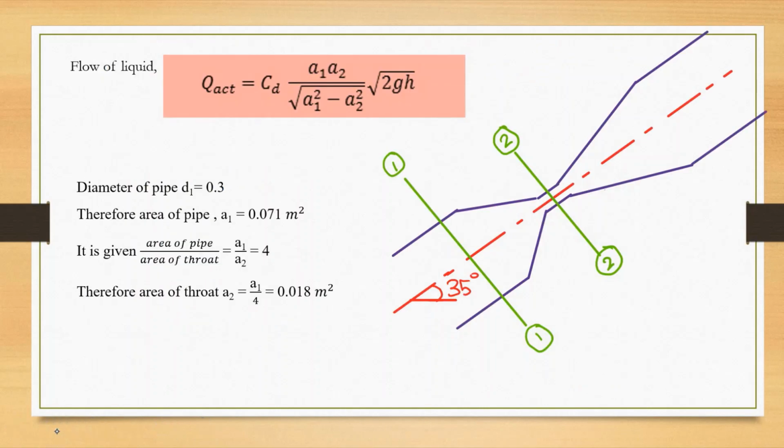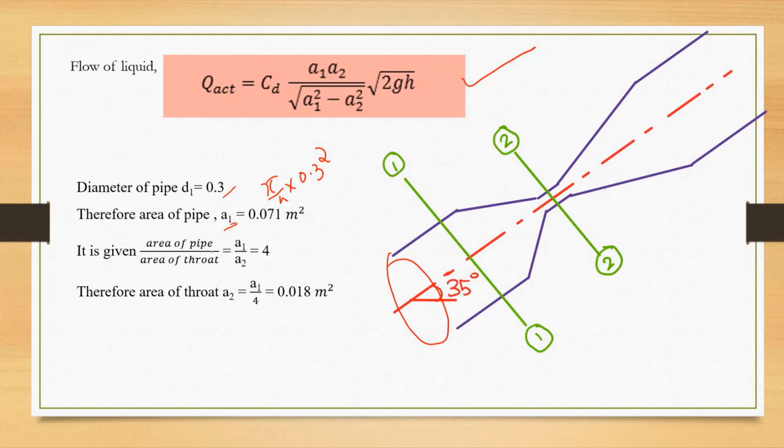The discharge of a venturi meter can be calculated by using this equation: Q is equal to CD into A1 A2 by root of A1 square minus A2 square, into root 2GH. Here we have D1, the diameter of the pipe, which is 0.3 meters. So A1 can be written as pi by 4 D1 square, that is pi by 4 into 0.3 square, which will be 0.071 meter square.